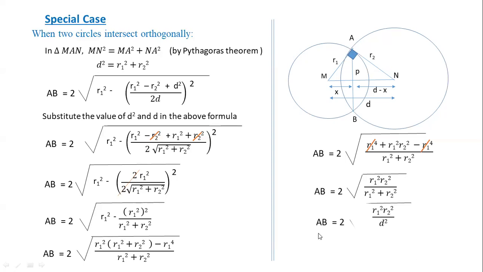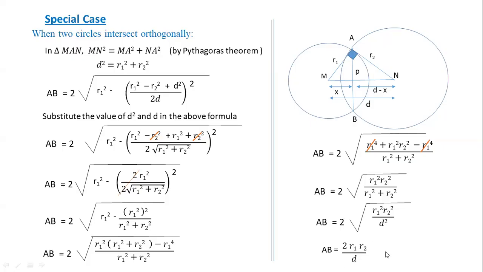So let's put the value there. So AB is the root of R1 square into R2 square upon D square. Now all these are inside the root sign and they are all squares. So this R1 can come out, R2 comes out, and D also comes out. So it becomes AB will be 2 R1 R2 upon D.